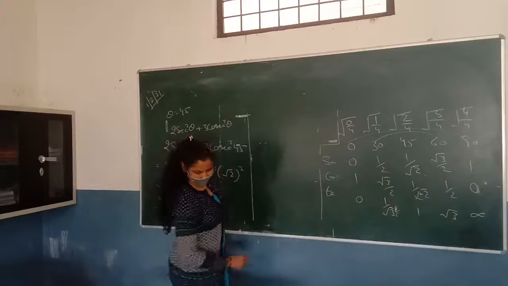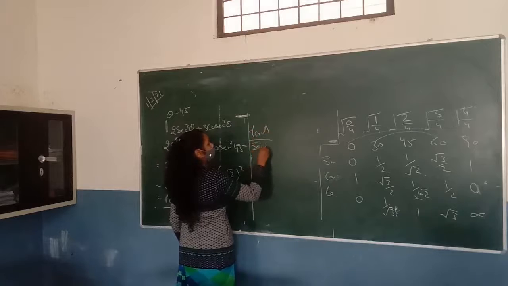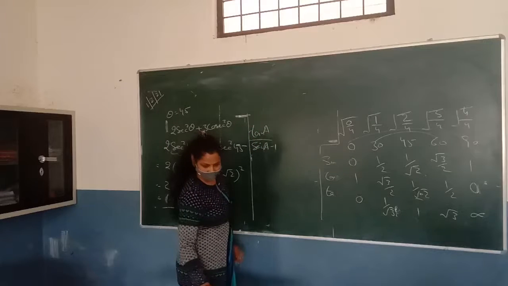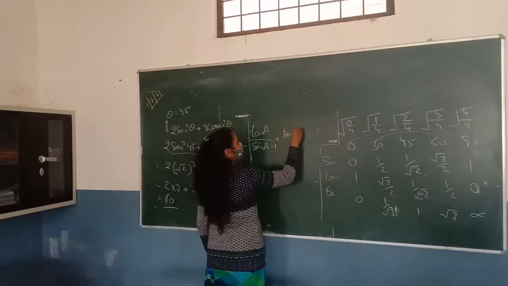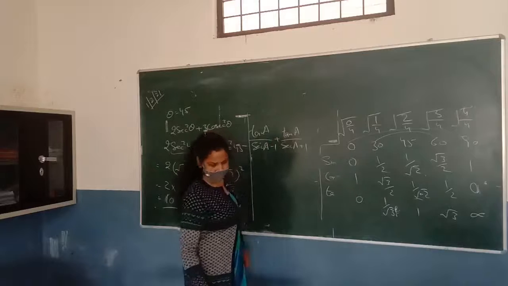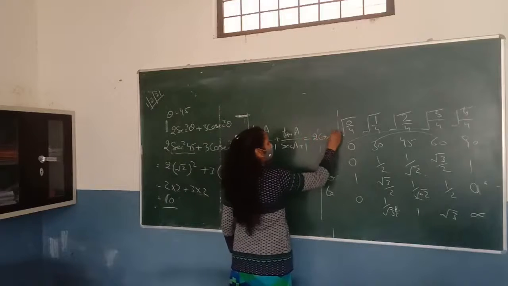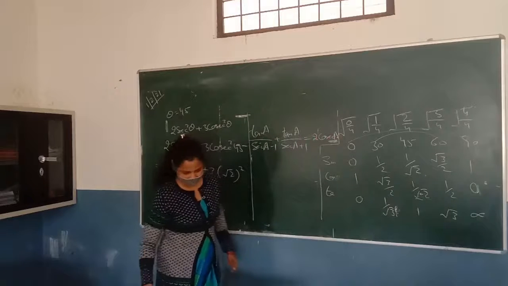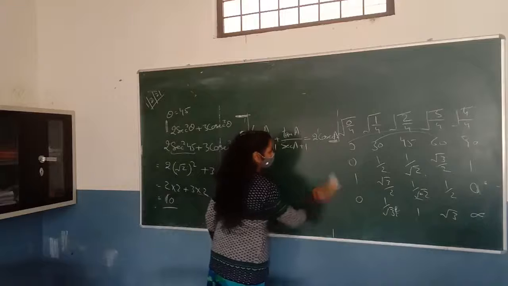Tan a upon sec a minus 1 plus tan a upon sec a plus 1 is equal to 2 cosec a. You have to prove it. Who is going to explain this question? This is a prove-type question, like the last exercise type of questions.